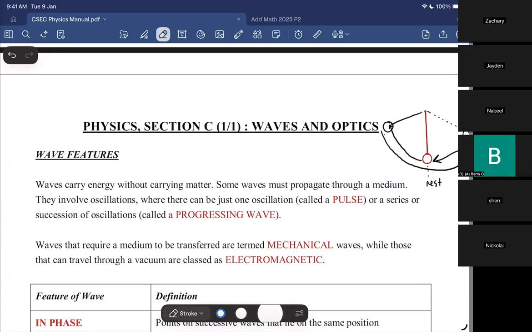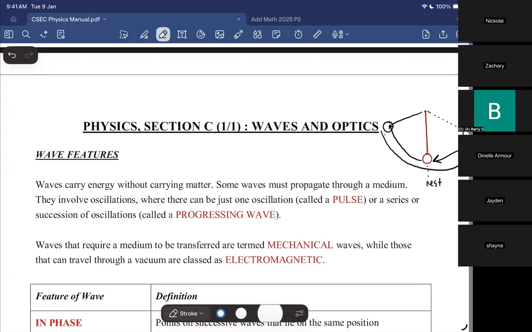So visible light is actually on the electromagnetic spectrum. That would be classified as an electromagnetic wave. Do you think light vibrates? No, that's not what light does. Nabil, if I shine light on a piece of wood, would the wood vibrate? No. Does the light cause any movement? No.